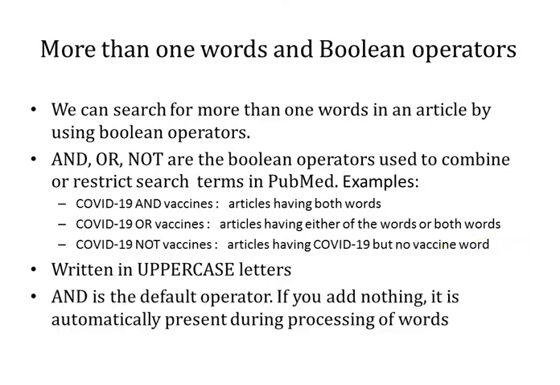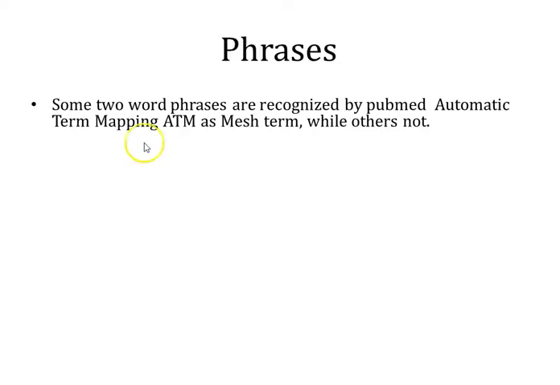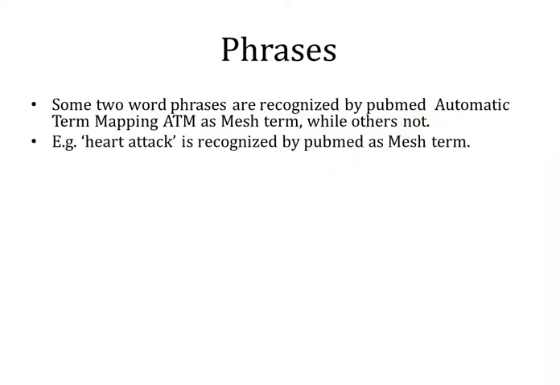And these have to be written in uppercase letters, and if we do not write any operator, then PubMed will be using the AND operator by default. The two-word term is called a phrase, and some two-word phrases are recognized by PubMed as a heading, while not every phrase is recognized as a heading. That's why they do not appear together.